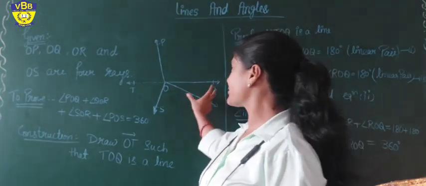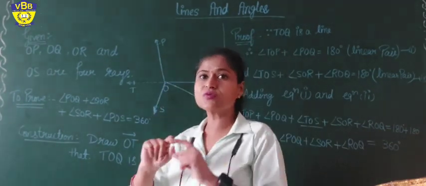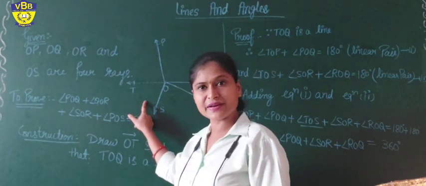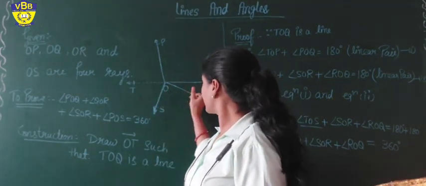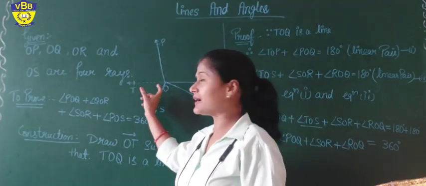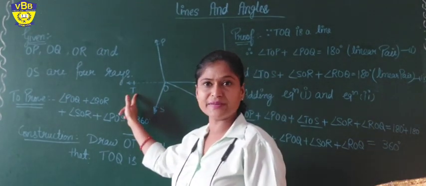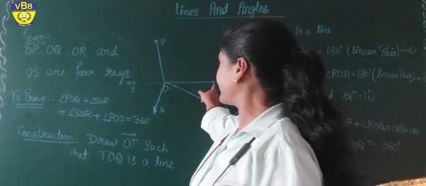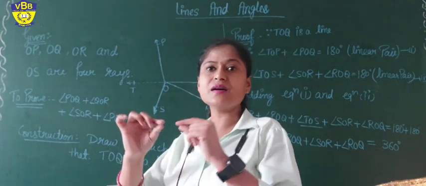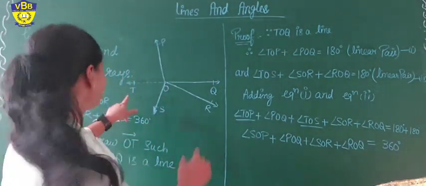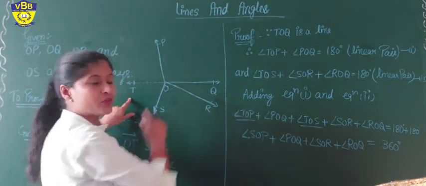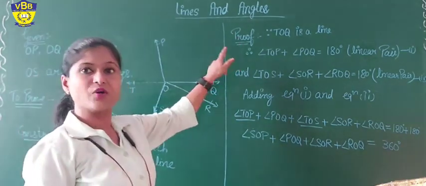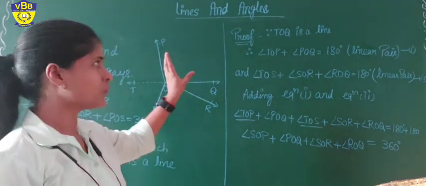For doing this question, because there is no straight line here, we need to construct a straight line. For this, we are constructing a ray OT, which is backward to OQ, and it makes a TQ line. Because TOQ is a line. Now it is the proof part. How will we prove it?